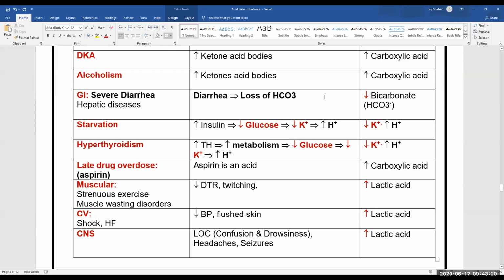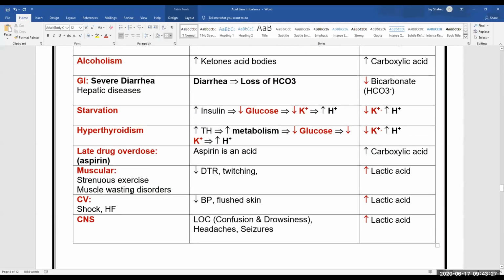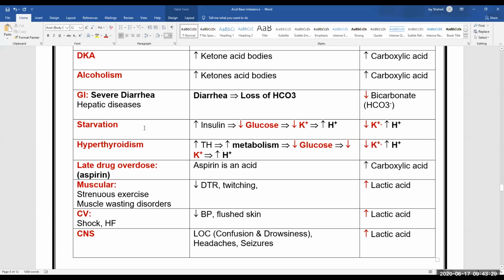All right. Also, vomiting. Okay, I don't know what is vomiting. It's not even here. All right, that's fine. We'll look at vomiting in a second here. Starvation, again, it has something to do with glucose, same mechanism as diabetics.